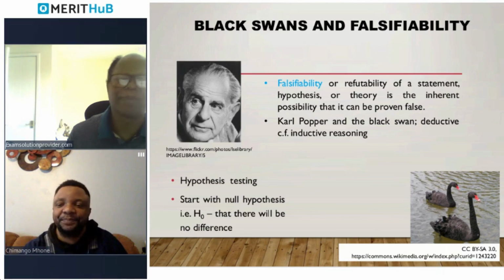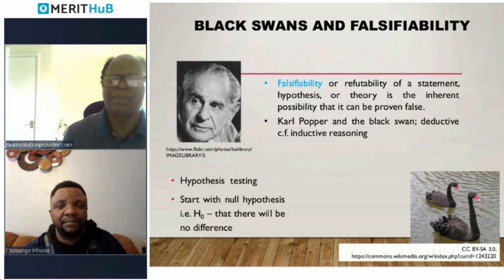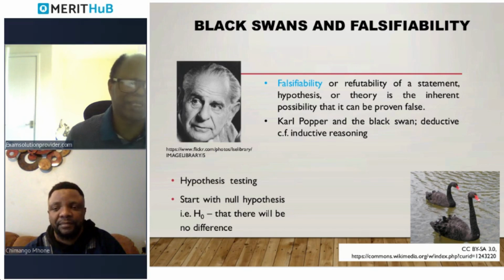Then he talks about black swans and falsifiability, which means the refutability of a statement, or of a hypothesis or theory. He said it is the inherent possibility that it can be proven false. So he says proving false is much easier. Rather than trying to prove that the theory is correct, if you're going to prove false, you just need one single data point. It is a difficult idea to understand. If I want to prove that this is true, I need a lot. But if I want to prove that this is false, I only need one error, just one mistake.